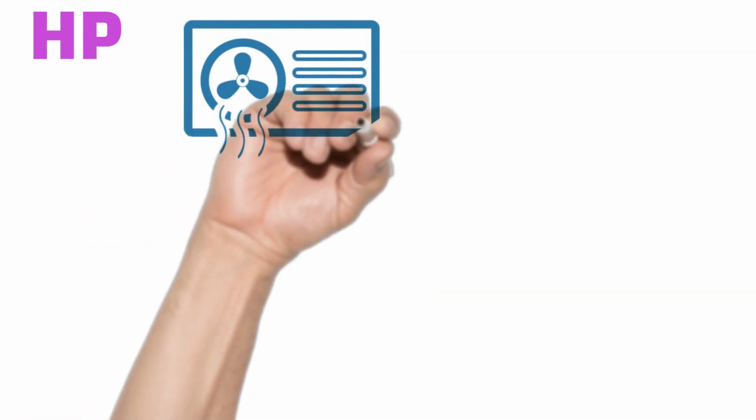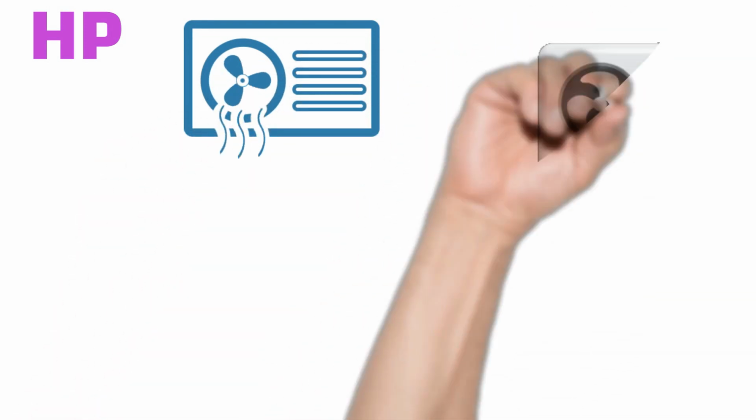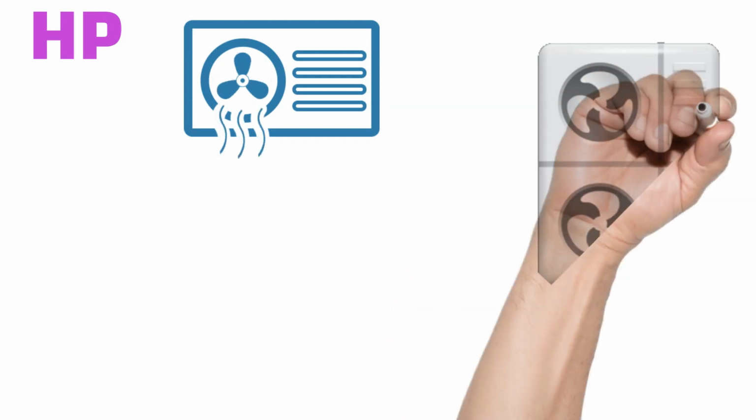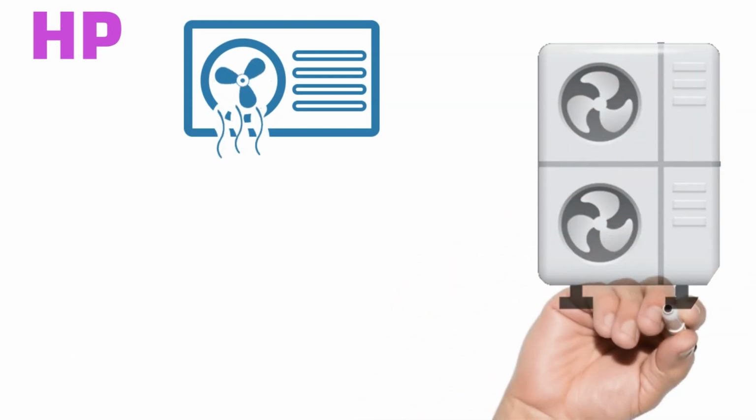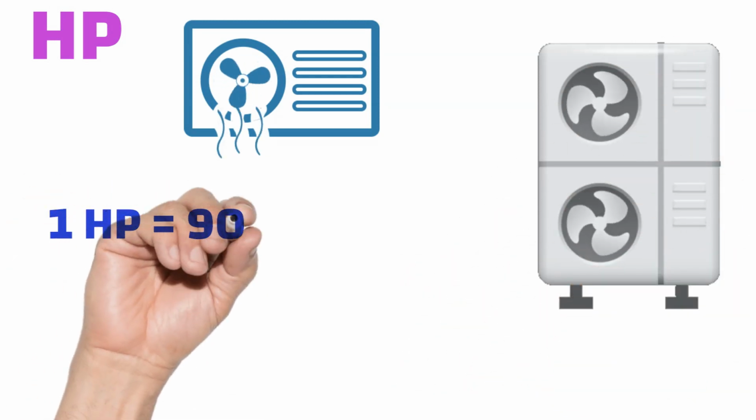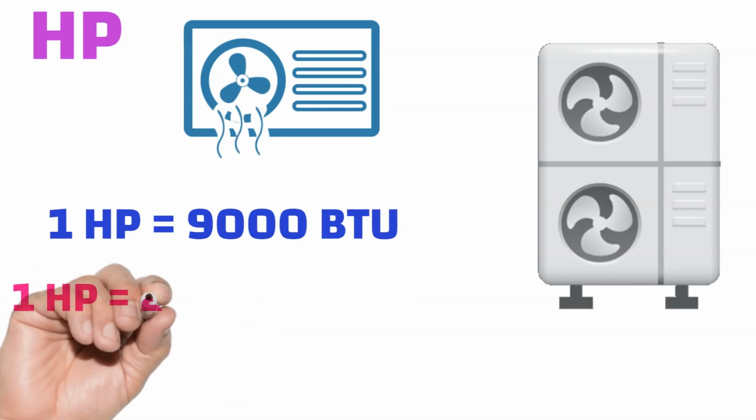When it comes to choosing an air conditioner unit, HP terms also apply. A 1 horsepower unit is usually able to remove 9,000 BTUs per hour of heat.